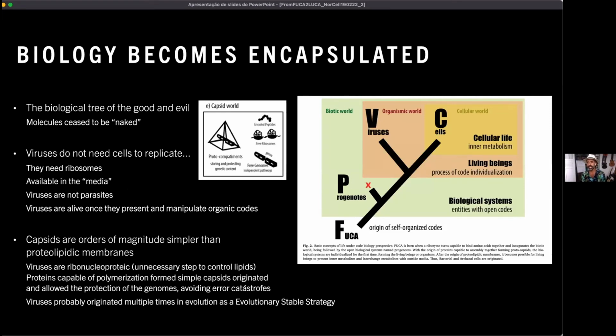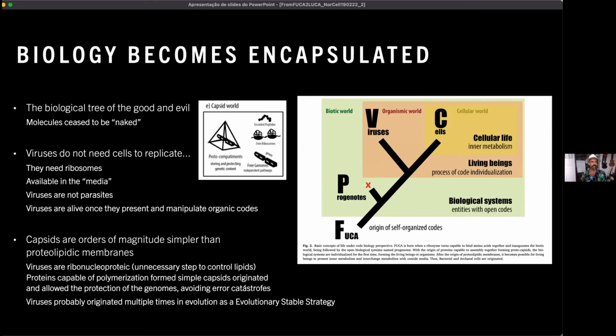First, we need to understand that viruses do not need cells to replicate. In our view, viruses arose much earlier than cells. Why? Because they are much simpler. Capsids are orders of magnitude simpler than proteolipidic membranes. And viruses are ribonucleoproteic, as is the ribosome. Controlling lipids in this first moment is irrelevant. It was not necessary for us.